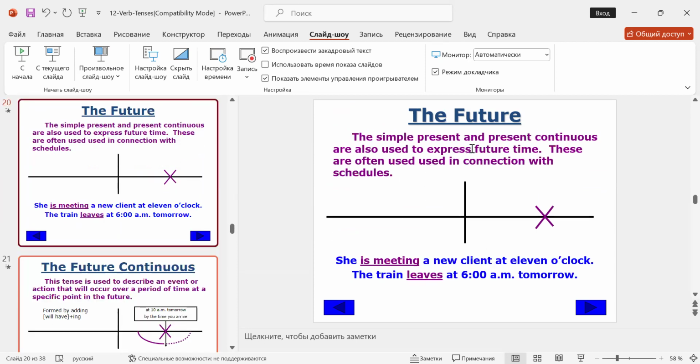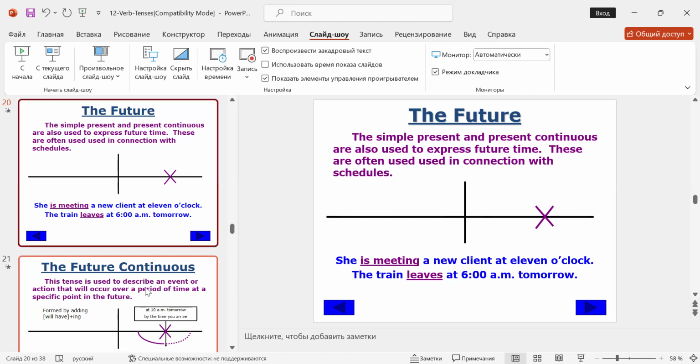Future simple, present, and present continuous are also used to express future time. These are often used in connection with schedules. She is meeting a new client at 11 o'clock. The train leaves at 6 a.m. tomorrow.